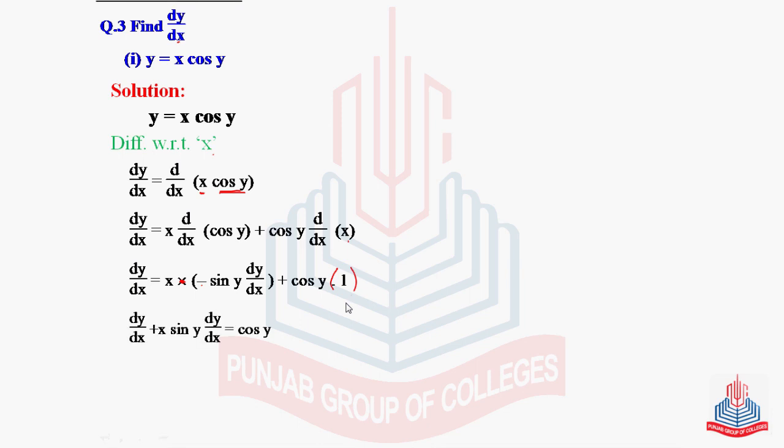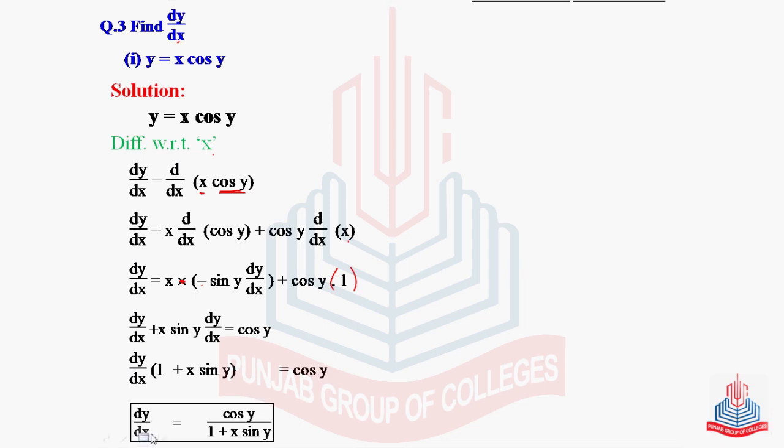Now we have to calculate dy by dx, and dy by dx is appearing on both sides. So first we shift it to the left hand side, that will become dy by dx. This minus, after shifting to the left hand side, will become plus x sine y dy by dx, and on right hand side we have cos of y. By taking common dy by dx, that will become 1 plus x sine of y is equal to cos of y, and finally dy by dx will become cos of y divided by 1 plus x sine of y.